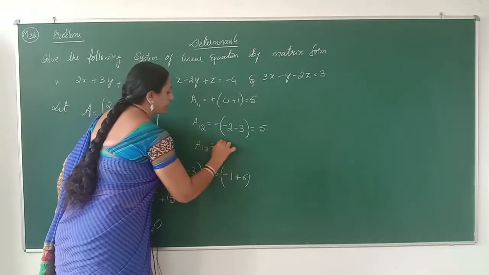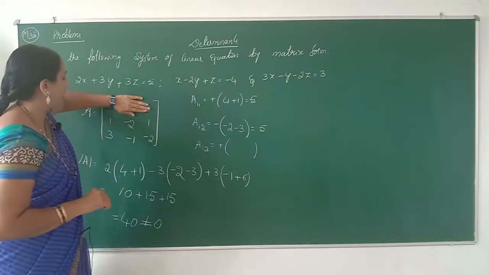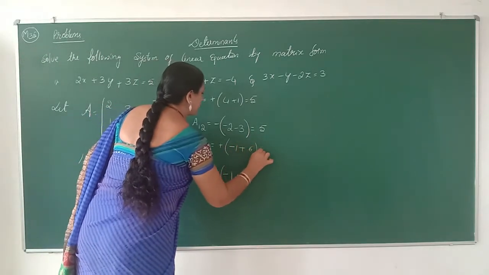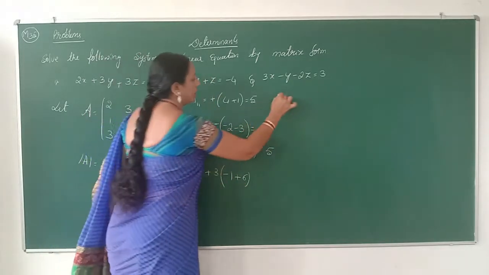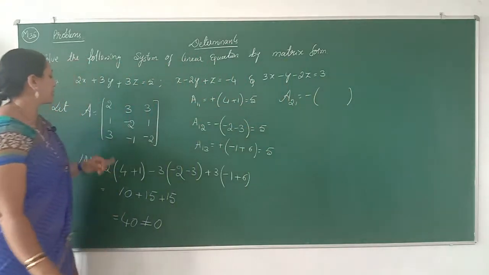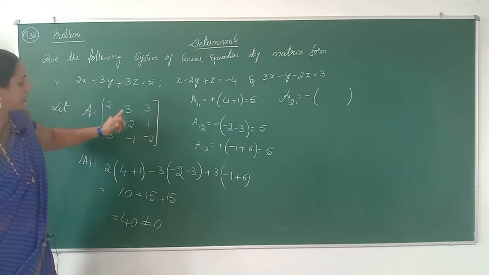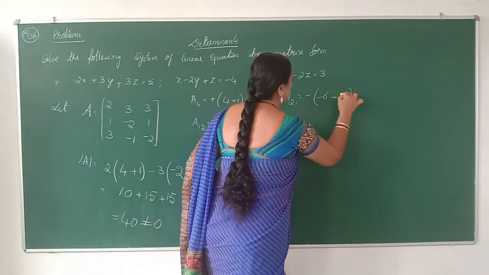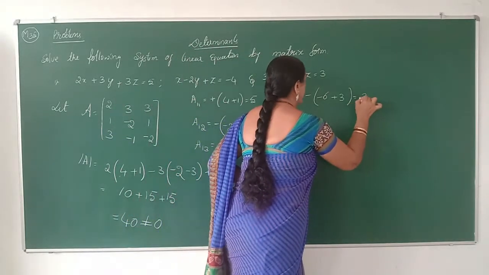Then A13 is multiplied by plus, and it is the element of first row, third column, and these are neglected. The remaining are minus 1 plus 6, which is 5. 5 into plus is plus 5. Next one is A21. A21 is multiplied by minus, and it is the element of second row, first column, and these are neglected. The remaining are cross multiplied: minus 6 plus 3, which is minus 3. Minus into minus is plus 3.